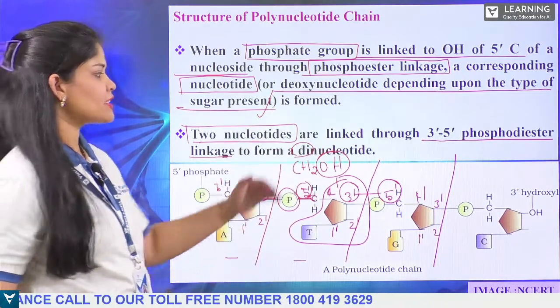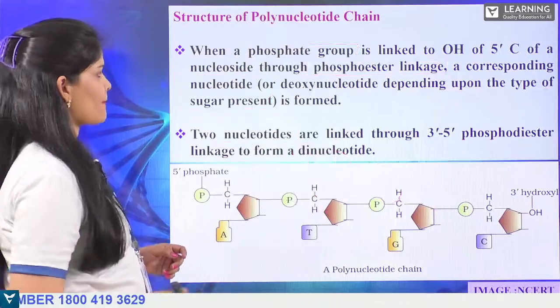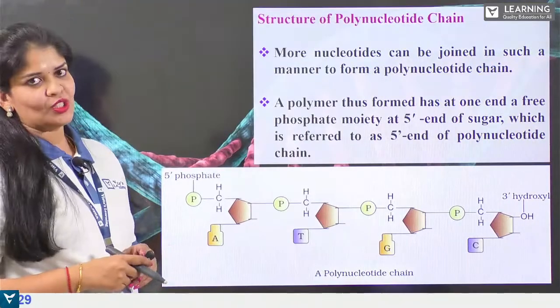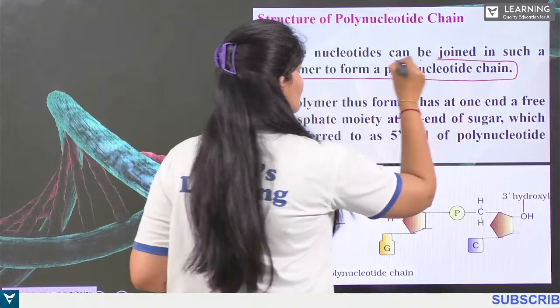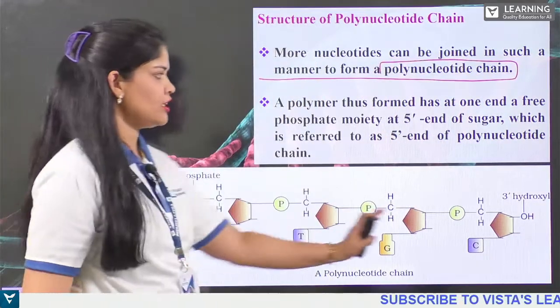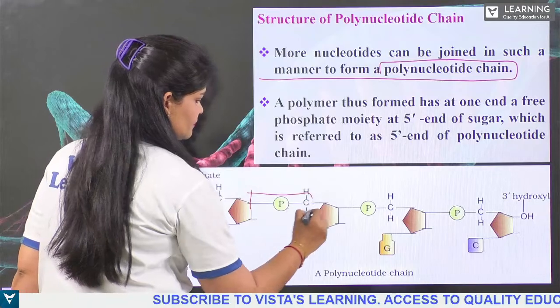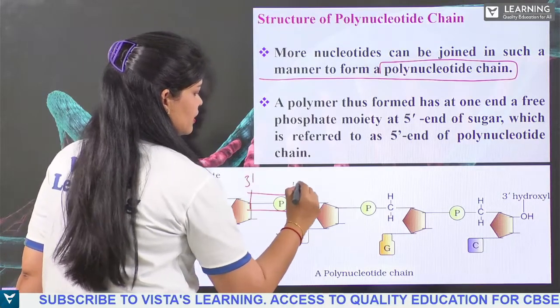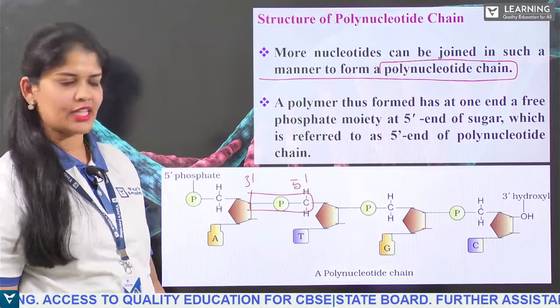In the same way, it connects to another nucleotide to form a polynucleotide. Simple. More nucleotides can be joined in such a manner to form a polynucleotide. This is a polynucleotide where here we find 3 prime, 5 prime phosphodiester linkage.